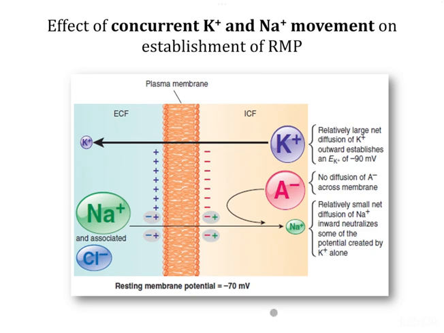Resting membrane potential is close to the equilibrium potential for potassium ion and chloride ion because the permeability to these ions is high during the resting state.